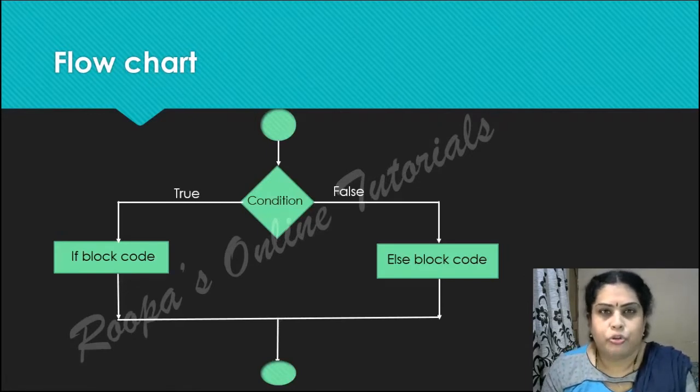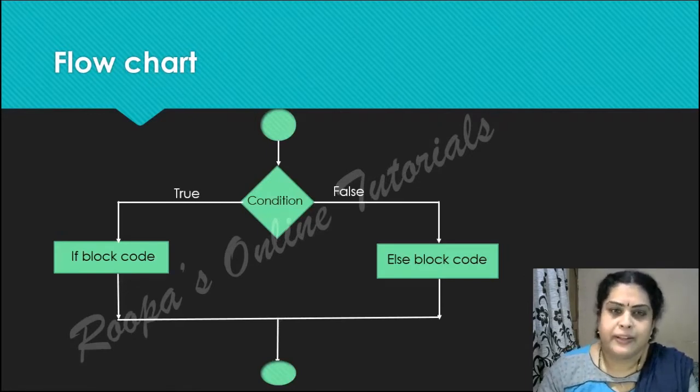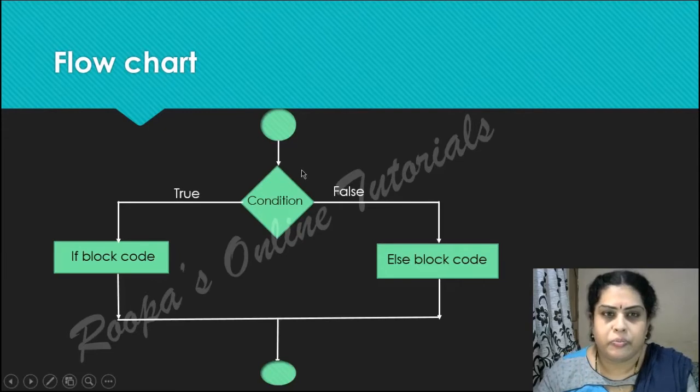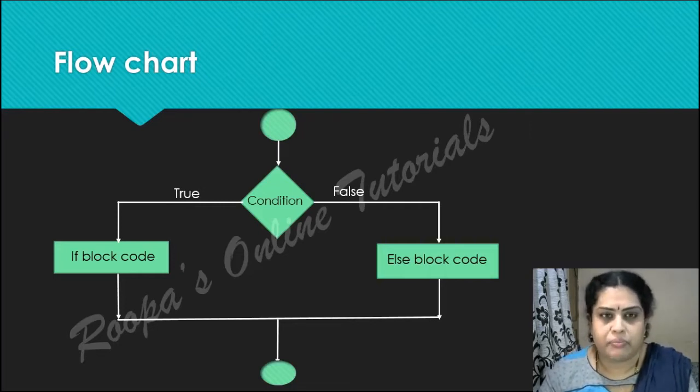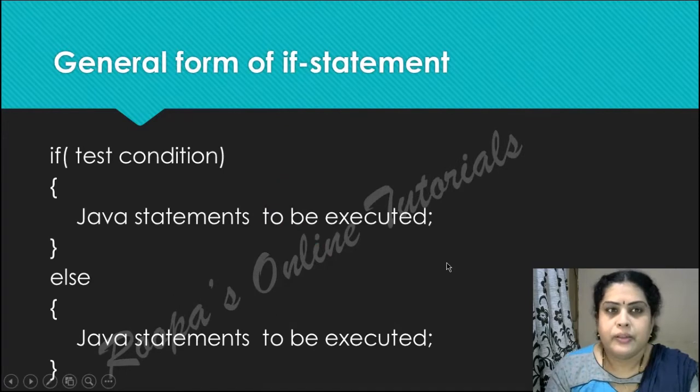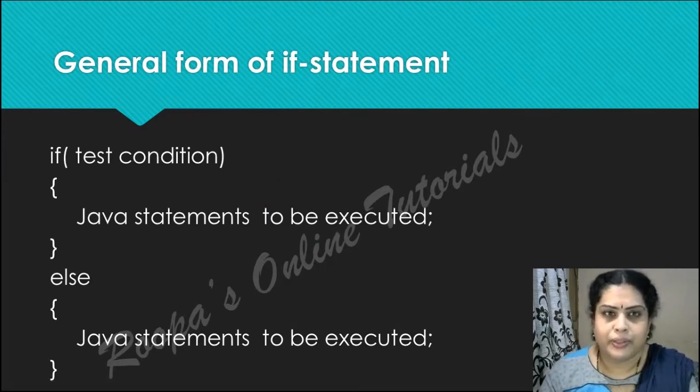Let us look at the flowchart now. The flowchart here, if you see here in the rhombus, you have the test condition. So it's bidirectional. Bi means two. So it can take two directions, or two conditions can be solved in this particular form of if statement. So if the condition is true, it will execute the if block. If the condition is false, it will execute the else block. So this is the general form of the if statement.